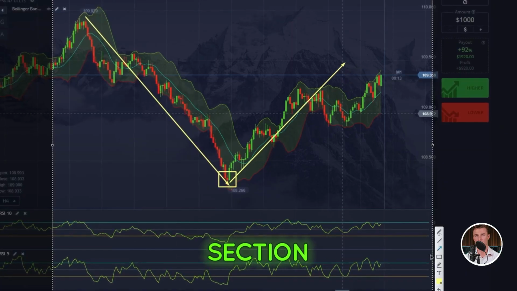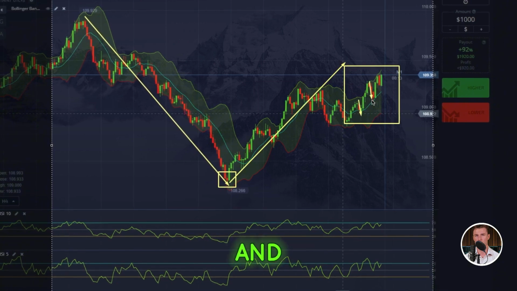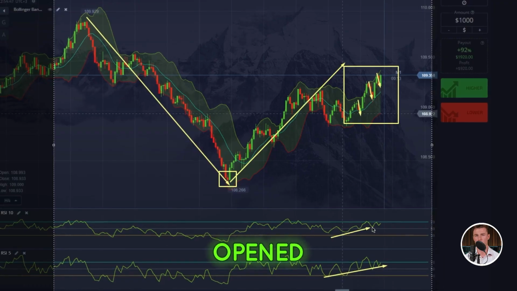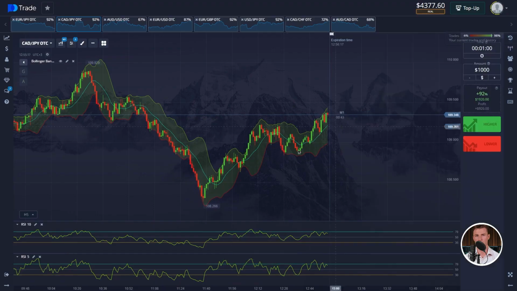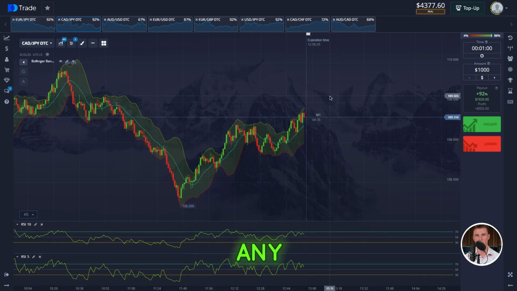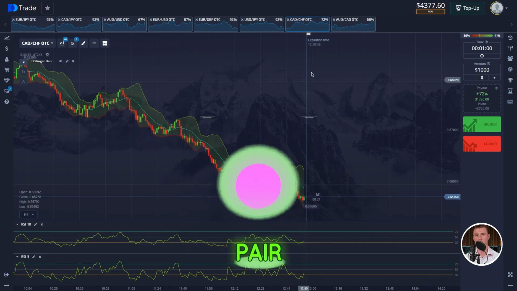And if we look at this section of the movement, we see that the corrections on it are weak in nature, and we see an upward trend in the dynamics of the RSI, which is why we opened according to the trend, and the deal on this is closed in a plus. Also, such a nuance, always keep to technical analysis. It is actually much stronger than the indicator. And to consolidate our result, let's open transactions in the amount of $4,000 and select the next currency pair.